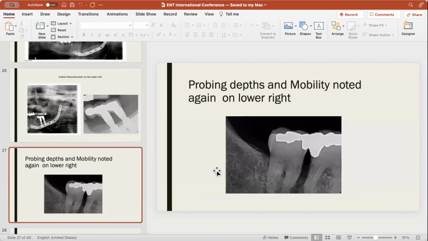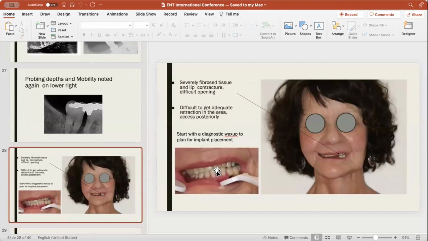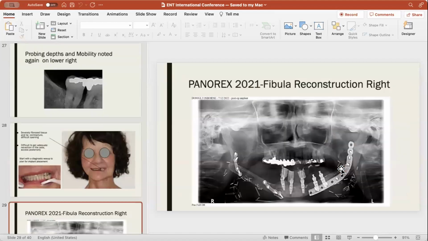And things had been going well for a little while until there was some mobility again on the contralateral side. And so we had to evaluate this patient again, and it turns out that she had developed osteoradionecrosis on the contralateral side as well, and had to have those teeth subsequently taken out. And you can see here the lip contracture that had been going on post-radiation, and the difficulty in the movement of her lip on that side.